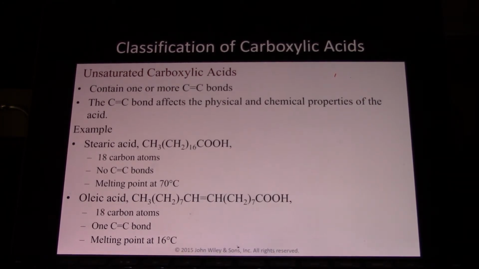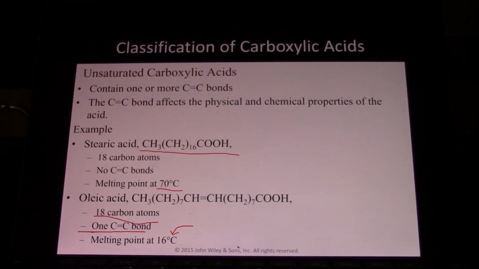Unsaturated carboxylic acids contain one or more double bonds, or can have a triple bond. The double bond is actually more effective because it puts a kink in the structure. So here we have stearic acid, completely saturated. This would be a saturated fat, and melting point is 70 degrees Celsius. Oleic acid is just as big, 18 carbons, but putting one double bond in there lowers the melting point down to 16 degrees Celsius.